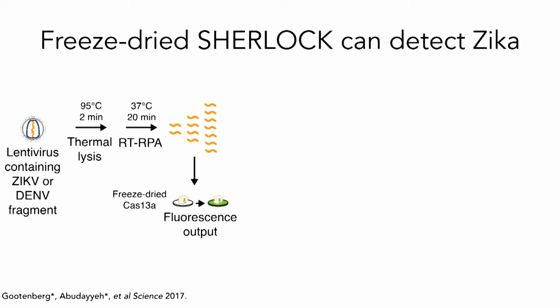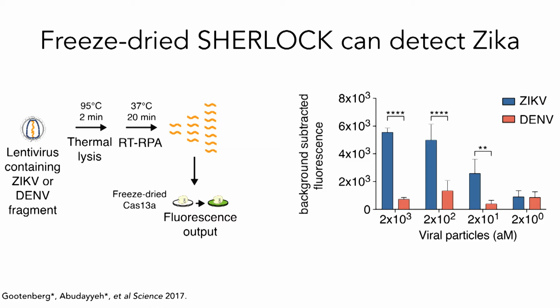So we used the same mock Zika test before, and we saw that we could go down to about 10 or 20 attomolar. So freeze drying gives us a slight hit to our sensitivity, but we're still sensitive enough to detect 10 copies per microliter, and this is in a format that could be shipped across the world and then reconstituted at the point of care. So it's kind of an exciting prospect.